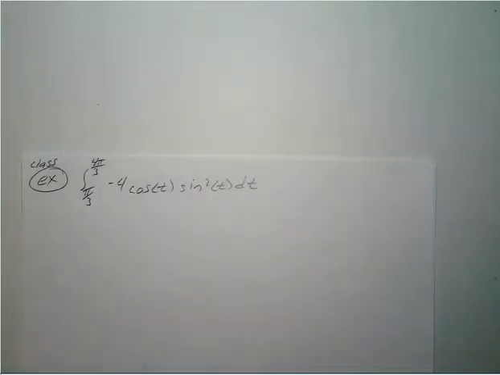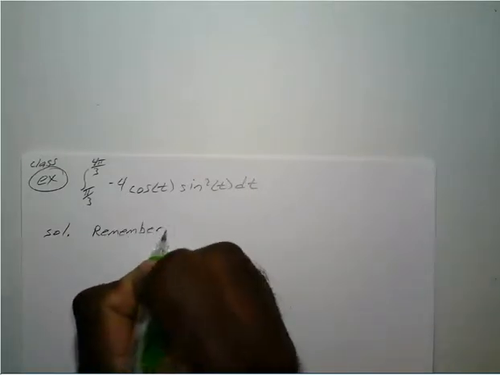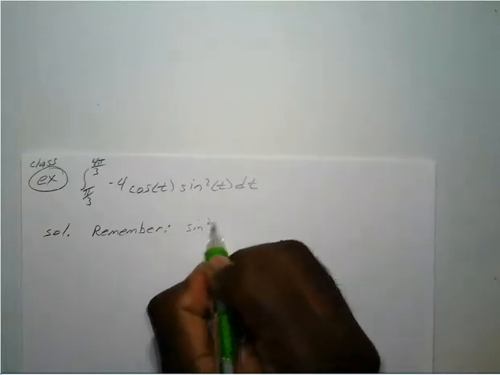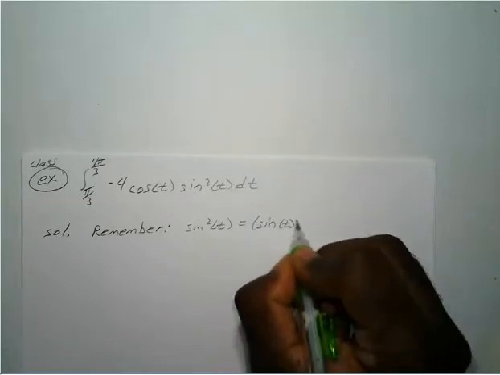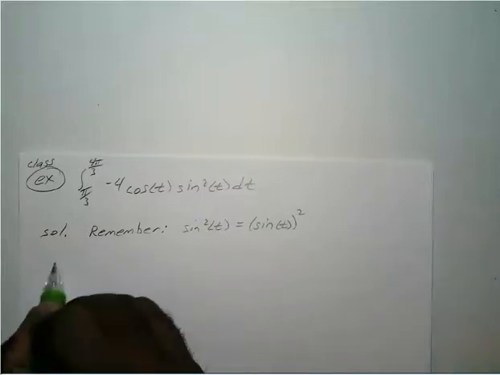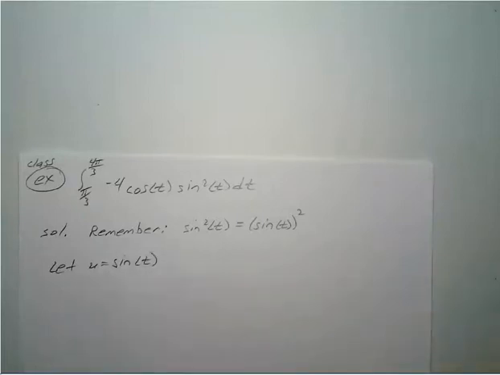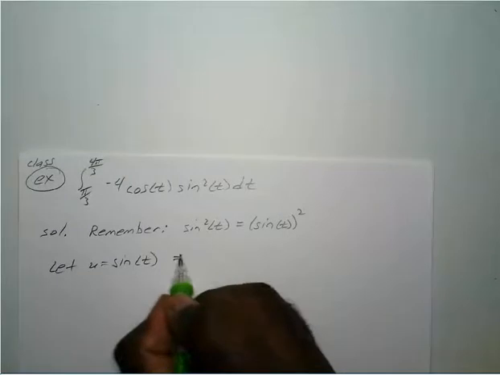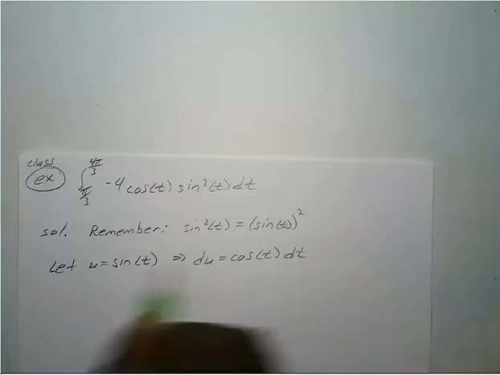All right, so I'm assuming you've pressed pause and worked this out. So let's go ahead and verify your answer. Okay, so once again, you want to remember that your sine squared of t, you can rewrite that as sine of t squared. Okay, so we're going to let u equal sine of t, which means our du is going to equal cosine of t with respect to t.